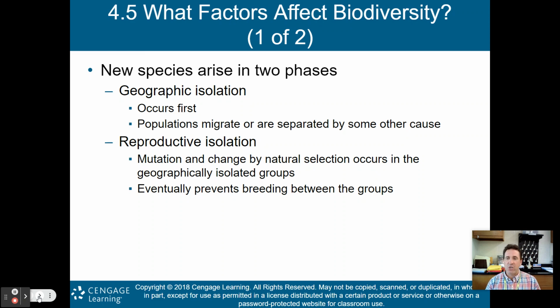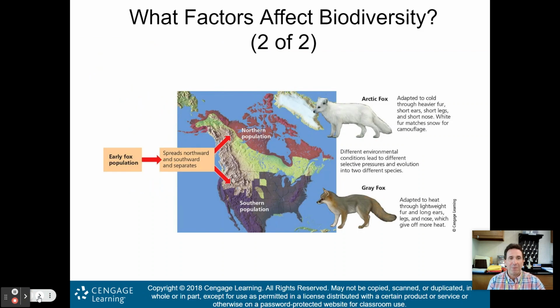Then what happens is, once you get this geographic isolation, you get something called reproductive isolation. Mutation and change by natural selection occurs in these geographically isolated groups. This eventually prevents breeding between these groups. And again, if you can't breed and produce fertile offspring, then you're not the same species anymore. You are two different species. And so this is how speciation, or the creating of new species, arises.